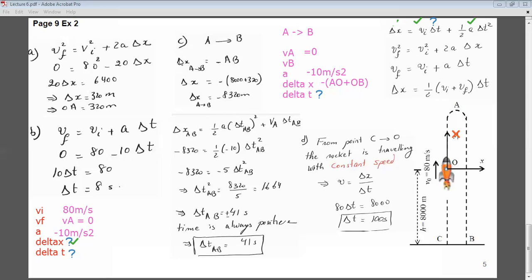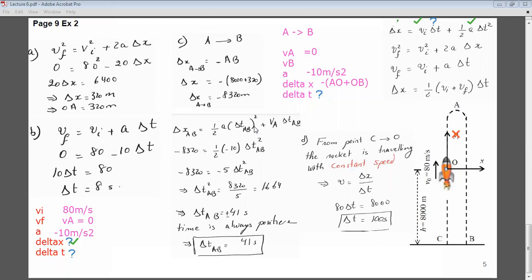Okay, so here I just did the calculation, which is delta X from A to B is minus 8,000 plus 320. Okay, AO is 320. I calculated it, and OB is 8,000 because it's given in the drawing. This is the height where the rocket lost its gas, its fuel. So I have delta X from A to B, it's minus 8,320.